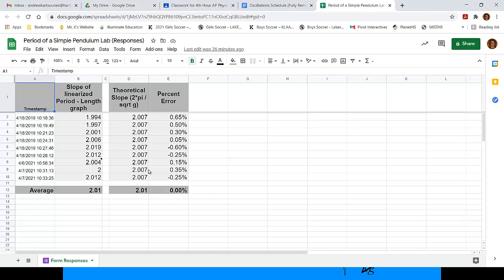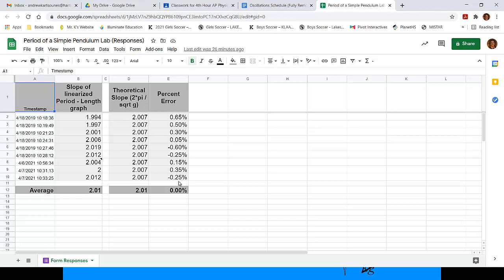But look at the sizes of these errors. They're tiny, tiny, tiny percent errors for what we do. So this equation is a really good match to reality if, and only if, you use smaller angles. The smaller the angles, the better the match. So keep that in mind, please. But it actually wasn't a hard lab to match. It wasn't a hard lab to do.